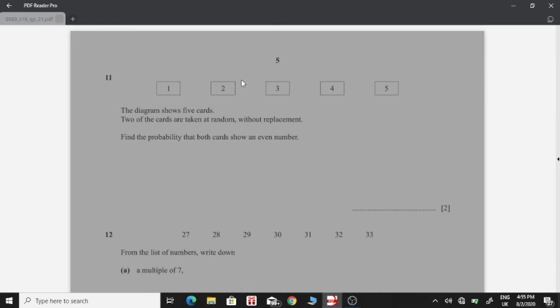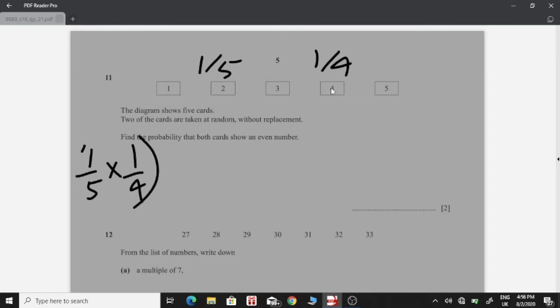Okay, so we can have the probability of 2 as 1 out of 5, but once we have taken out this card, the total number of cards remaining would be 4. So the probability of 4 would then become 1 out of 4. So we have 1 by 5 multiplied by 1 by 4. We multiply this because we want both of them, and this is not a choice. But we can have another scenario in which we could have the card of 4 taken out first and then the card of 2. So they would also have the same probability.